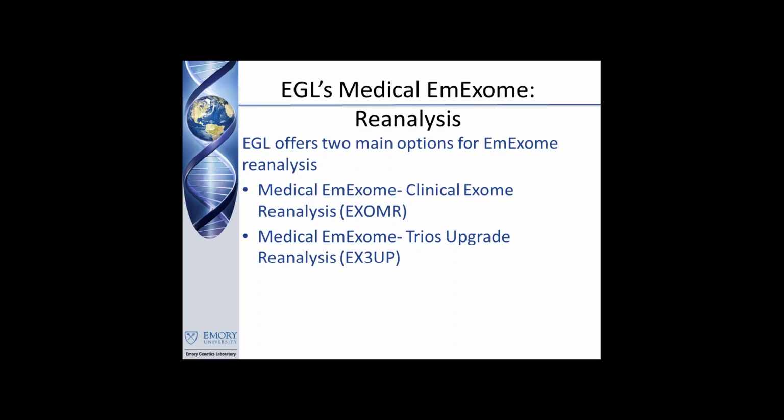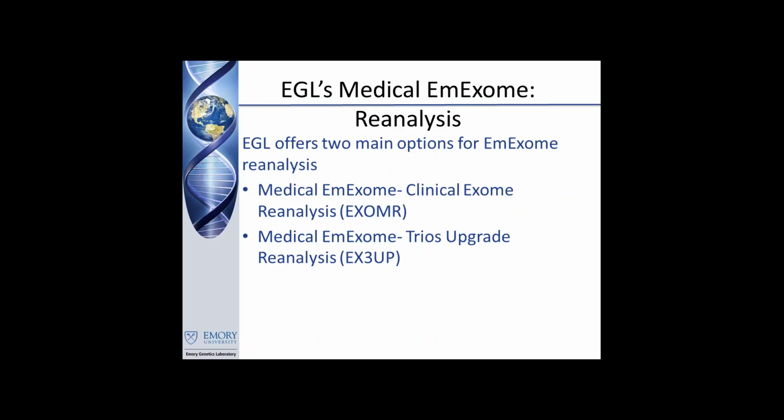So the first one up there is our clinical exome reanalysis. That's the test code in parentheses there. That's just a bioinformatic reanalysis of that proband's data. We're able to look for new genes that have been associated with disease, and we're also able to incorporate new phenotype data. So if the patient has new symptoms, we can incorporate that into our analysis.